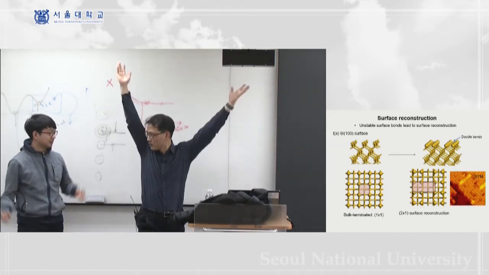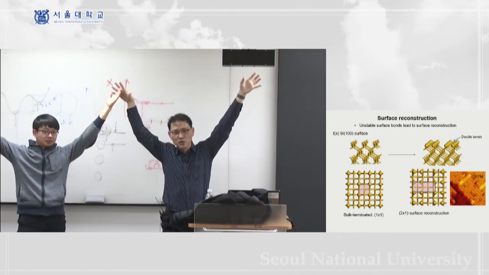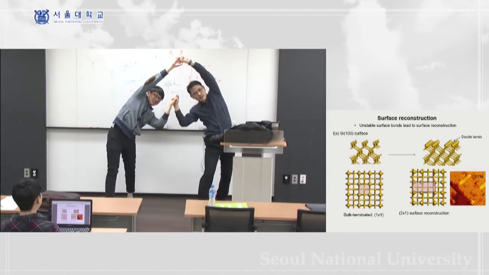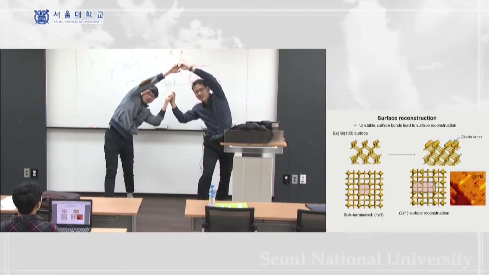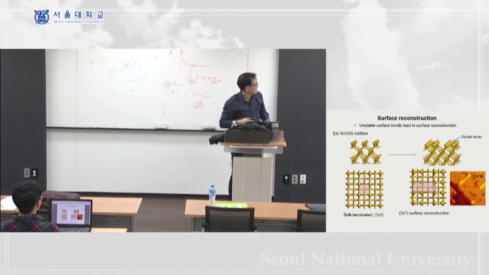Okay, here, right? So 2 atoms have a dangling bond. But what they're doing is actually forming a bond, like my hands here, like that. This is more stable, a little bit more stressed. So this is what happens. Thank you for your cooperation. So this is what happens here.